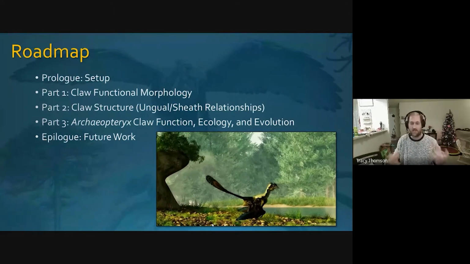relationships. So claws are composite structures. They have a bony ungual on the inside covered with a horny sheath on the outside. And I wanted to look at the relationships between those two structures, particularly with fossil organisms where a lot of times the sheaths don't preserve, and so we just only have the bony ungual, and I wanted to look at those relationships.